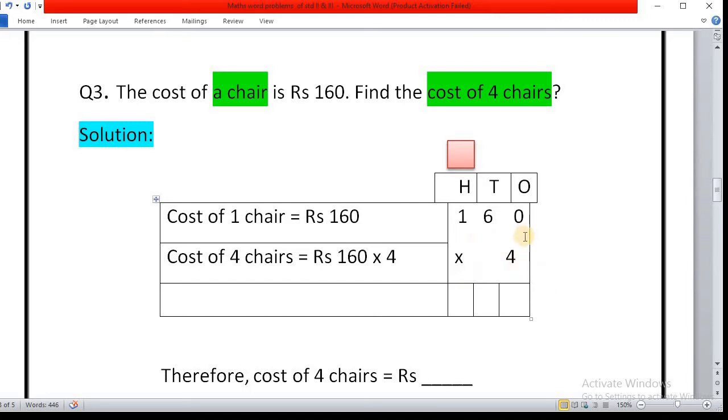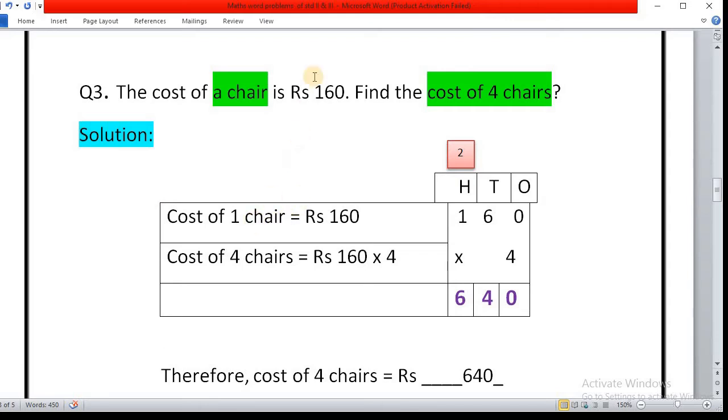Let's do this. First I'll multiply 4 with 0 in the ones place. 4 zeros are 0. I'll write 0 here. Then I'll multiply 4 with 6 in the tens place. 4 sixes are 24. So here I'll write 4 and 2 is carried, which I'll write here in the hundreds place. 4 ones are 4 plus 2 will be 6. Therefore, cost of 4 chairs will be 640.